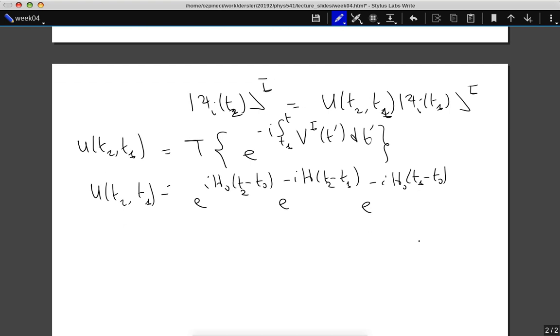I repeat, the idea of the interaction picture is to separate the evolution due to the potential and the evolution due to the so-called unperturbed Hamiltonian, which we can exactly solve. And then we said, okay, so we have all these tools, now what do we do with them?